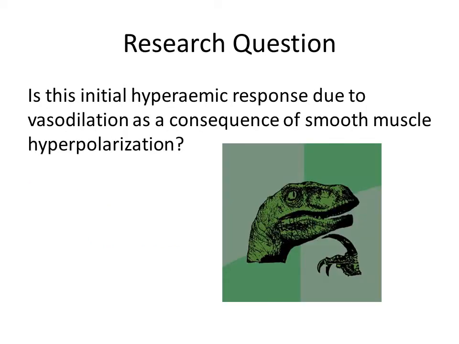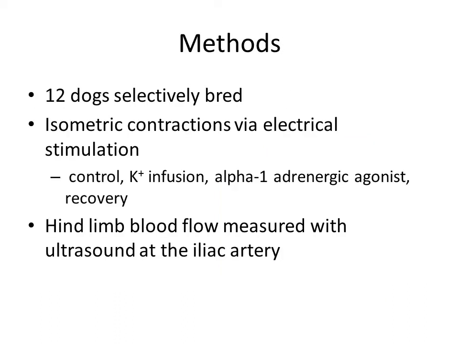So as we mentioned previously, the muscle pump and vasodilation are thought to work together in increasing the blood flow to the muscle following an increase in the muscle's oxygen demand. The researchers in the study aim to isolate the effects of the muscle pump by preventing vasodilation from occurring. They hypothesized that the initial hyperaemic response, or the increase in blood flow, was due to vasodilation as a result of smooth muscle hyperpolarization.